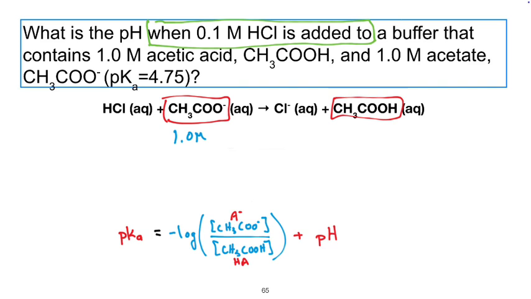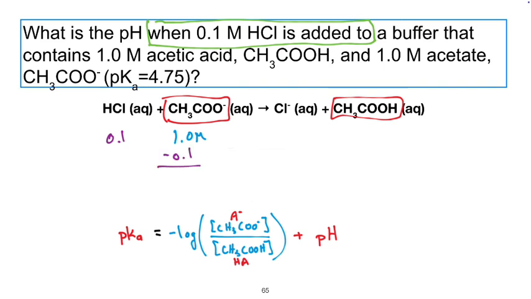What does the HCl react with? The negative species. HCl is H+, positive, with a negative. And if that reacts, what happens to this concentration? That one decreases. How much is it going to decrease by? Why is it going to decrease by 0.1?